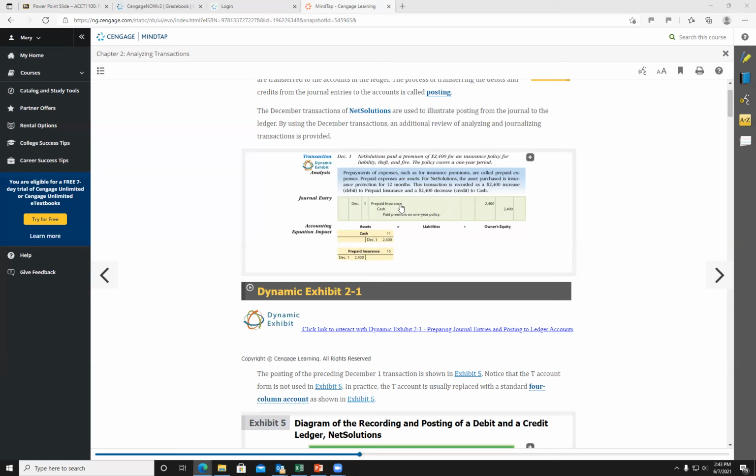Once we are done with the journal entry, then we would take this journal entry and actually post it to the accounts. And once you post it to the accounts, it then updates the balance of that account. So if December 1st was your first transaction to your prepaid insurance, then the balance to prepaid insurance is $2,400. However, your cash should have a running balance. So this $2,400 entry will then reduce whatever your previous balance to your cash was.